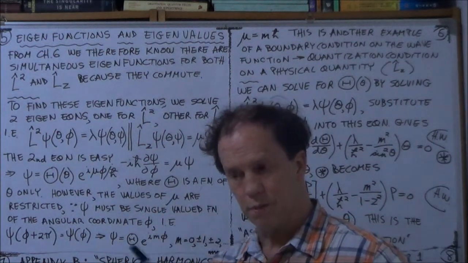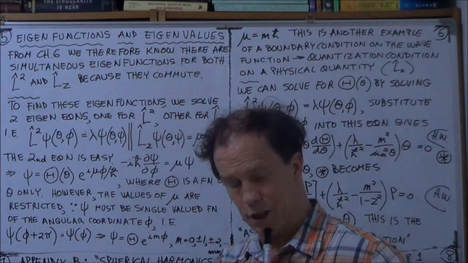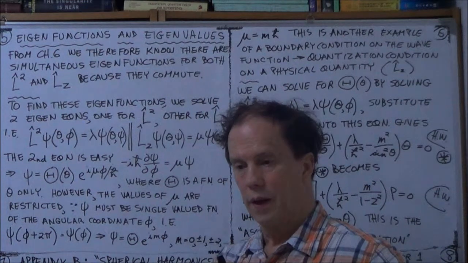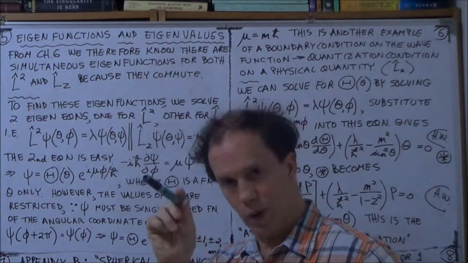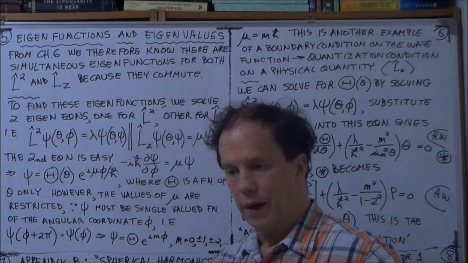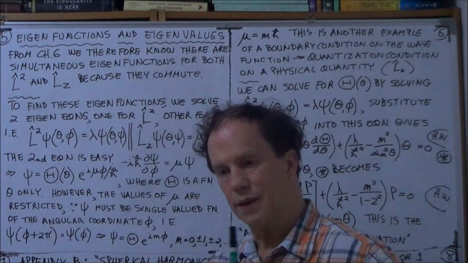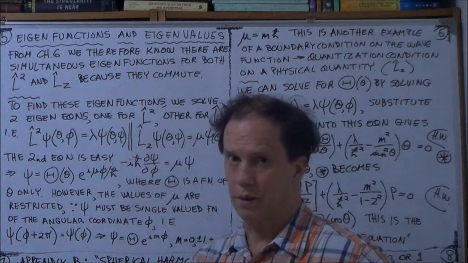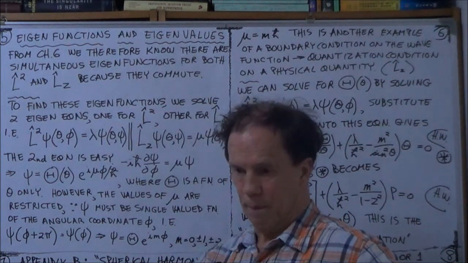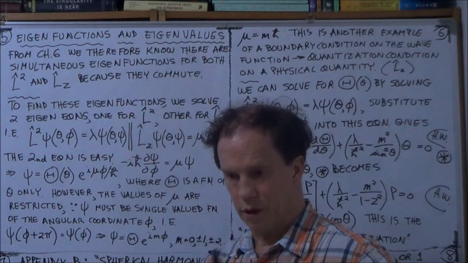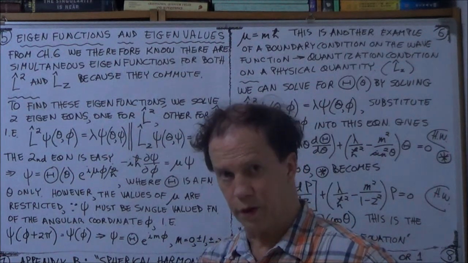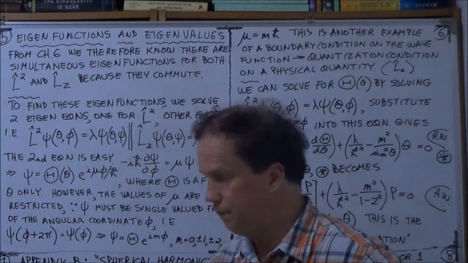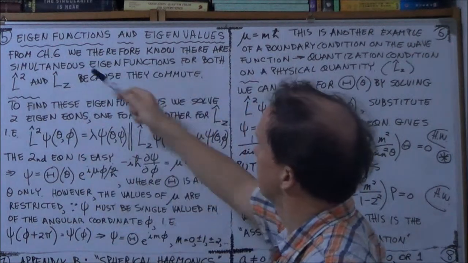As I was saying towards the end of the previous session, we will write out two eigenequations for the two different operators, L squared and Lz, with different eigenvalues, but with the same eigenfunctions. And we know they have the same eigenfunctions because the two operators commute. The two corresponding observables are compatible.